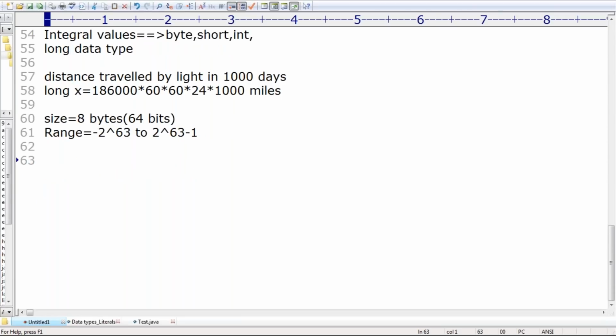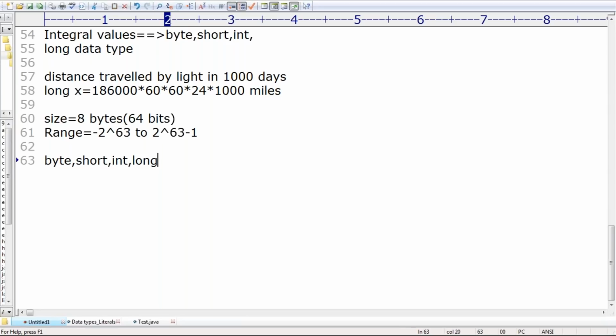How many data types? Byte. What is the size? You have to respond very quickly. Byte, 1 byte, 8 bits. Next, short, 2 bytes, which means 16 bits. Next, int means what? 4 bytes. Long means what? 8 bytes. Remember that, okay? So ranges and so on.